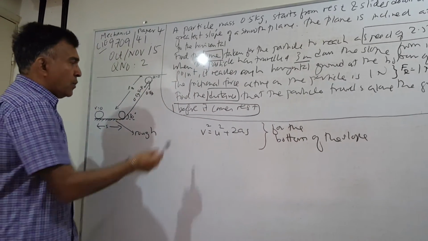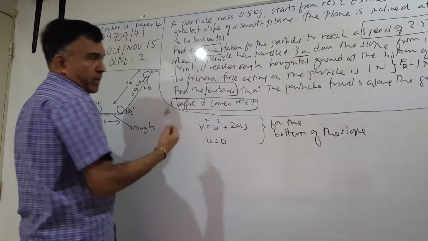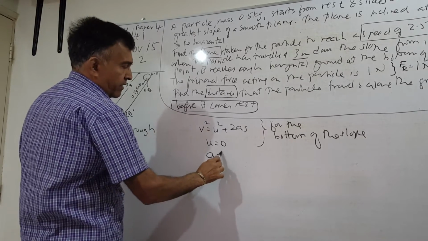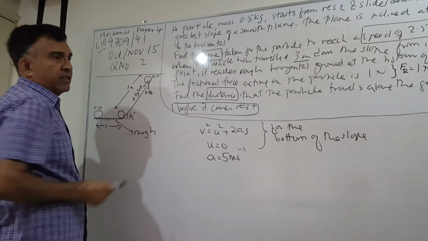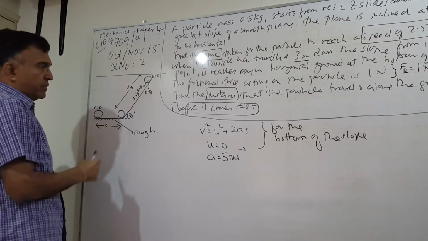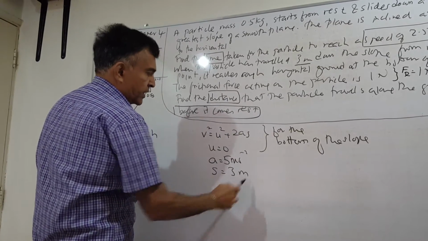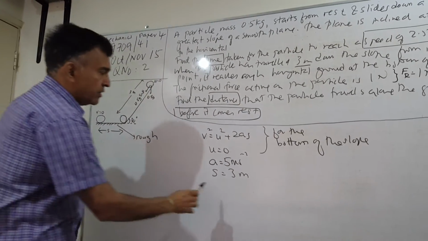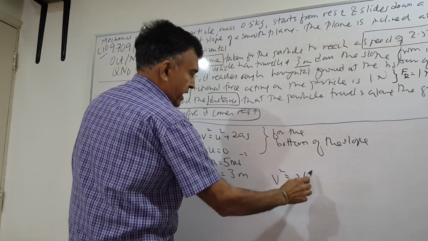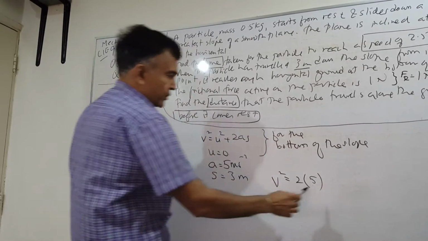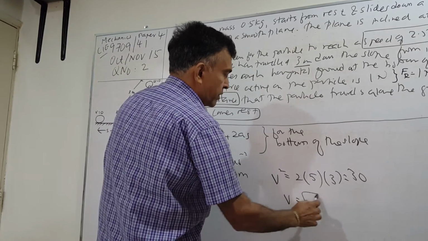So we started with u equals 0. We worked out the value of a in the earlier part: 5 meters per second squared. And the distance along the slope that the particle travels is 3 meters, so s is 3 meters. Let's use the formula. v squared will be, u squared is gone, 2 times a which is 5, times s which is 3. So I have 30, so v is the square root of 30.